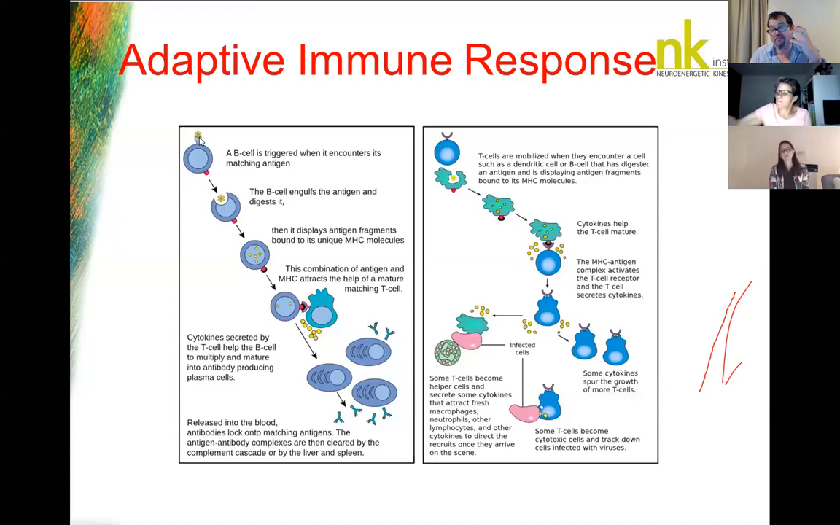Okay, so then this B memory cell can run off and get more pathogens and find more of these T helper cells, and you just get this cascade of immune response in the end to produce antibody in the blood against this pathogen.